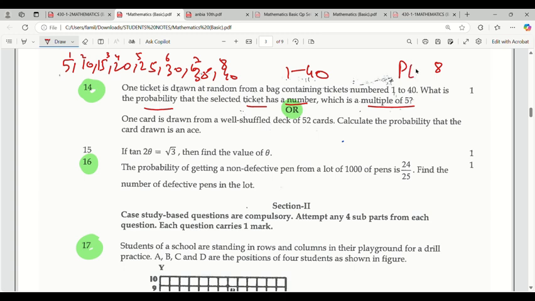So the tickets from 1 to 40, probability of multiple of 5, P of M, is 8 by 40. What is 8? Favorable outcome, right? Favorable outcome is equal to 8. Total outcome is equal to, what is the total outcome actually we are getting?